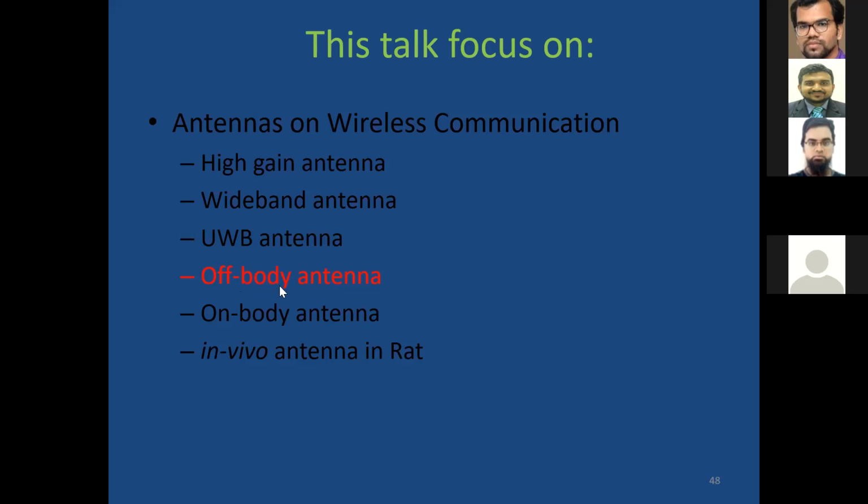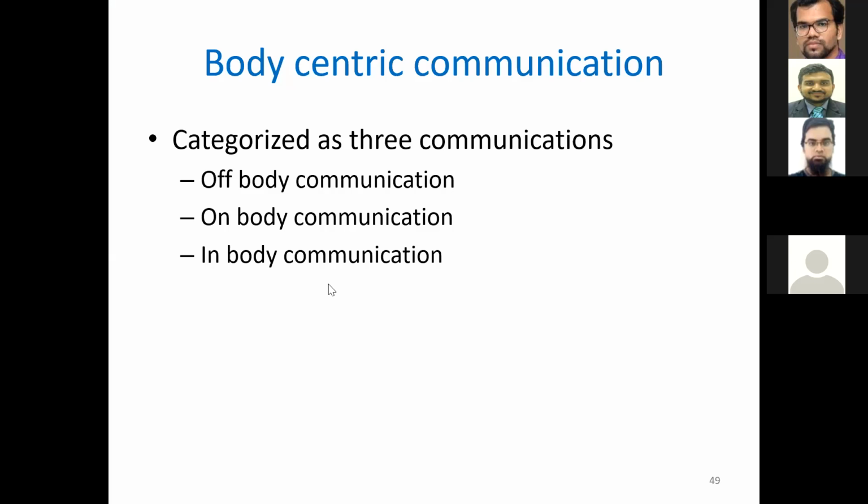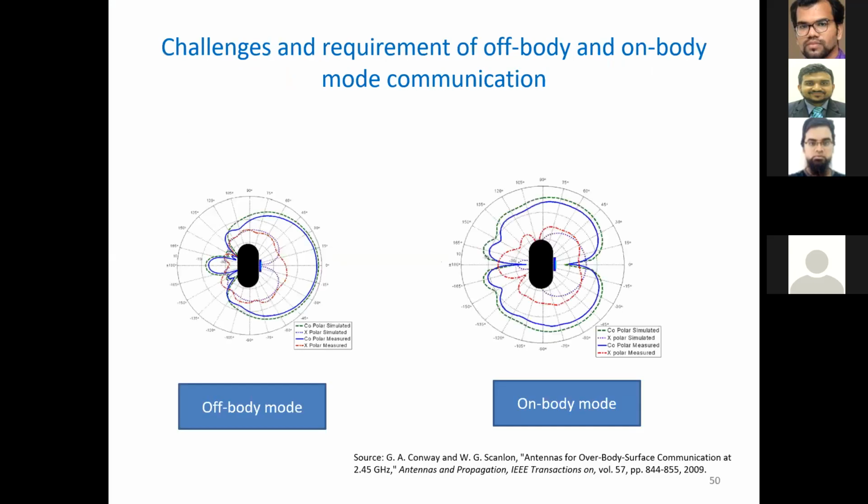So we are in the off-body antenna now, so we can just go and get a couple of understandings of the off-body. Body-centric communication covers off-body, on-body and in-body communication. When you go to the off-body mode, we can see the lobe moving towards the outside, towards 0 degree. And when we do the on-body, the lobe is surrounding us. If you assume the black color is a human, then when it's on-body, the radiation itself is surrounding the body.